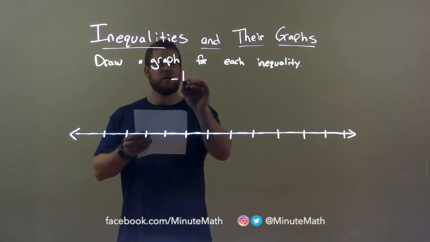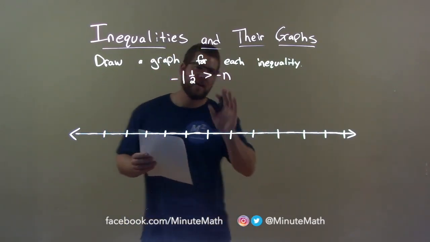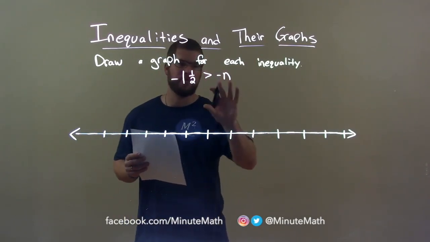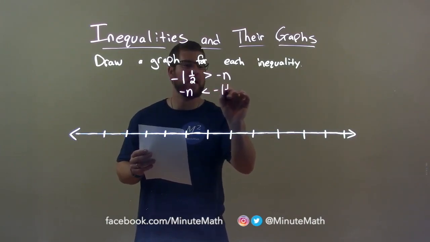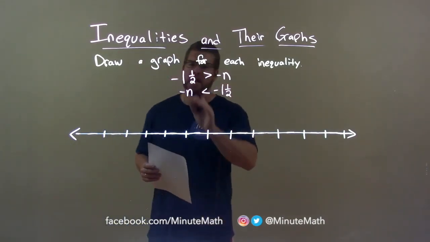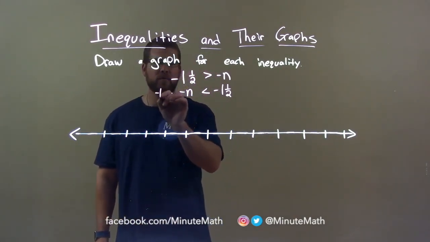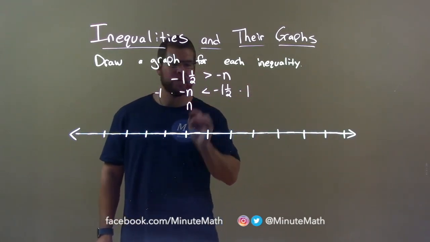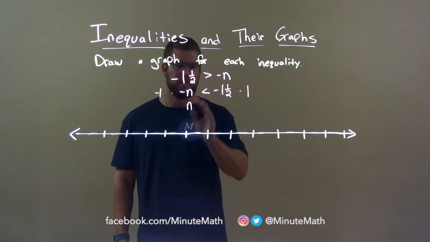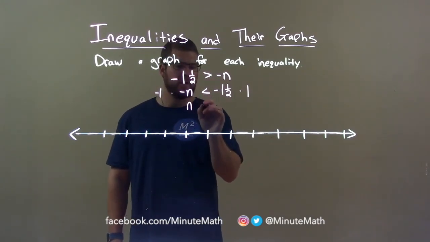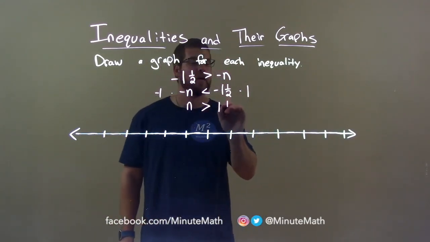-1 and 1/2 is greater than -n. First thing is I like to have my variable written first. So I'm going to flip everything and have -n is less than -1 and 1/2. Make sure when you do that, you flip the inequality. Now, I don't like the -n. n needs to be completely by itself. So if I multiply both sides by -1, n now is completely by itself. But in doing so, multiplying by a negative makes the inequality flip sign. So less than becomes a greater than sign. Negative 1 1/2 is now a positive 1 1/2.